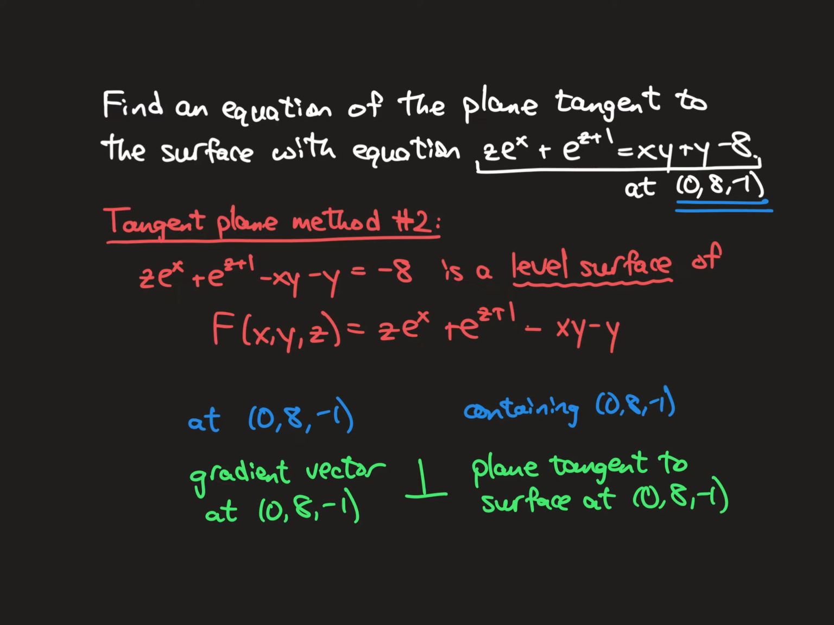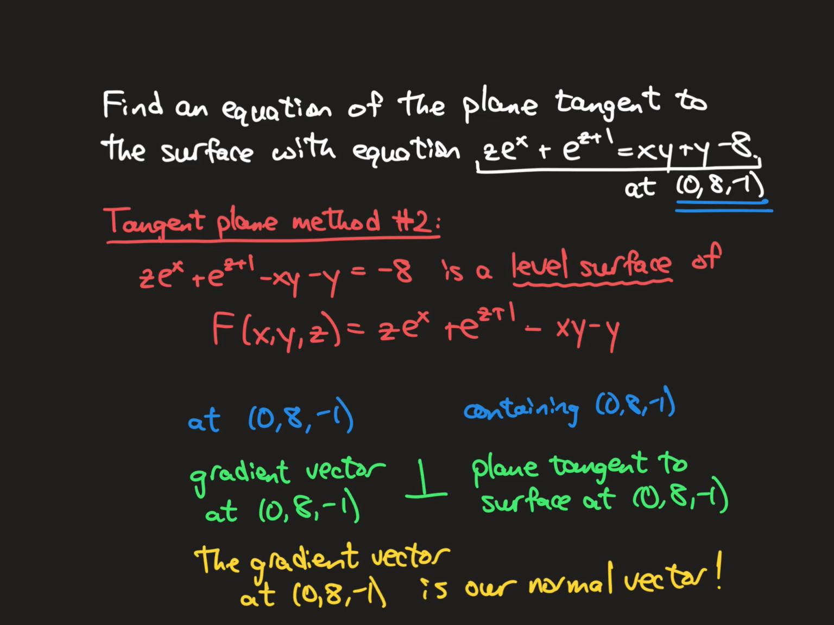Now, it might be starting to crystallize for you. Why do we care about this? Well, it turns out when we are trying to find an equation for a plane, if we know a vector that is perpendicular to that plane, called the normal vector, then pretty much everything falls right out from there. That gives us everything that we need. That unlocks the equation of the tangent plane. So essentially, the reason why we're framing this as a question of level surfaces and gradient vectors is that the gradient vector at 0, 8, negative 1 is our normal vector.